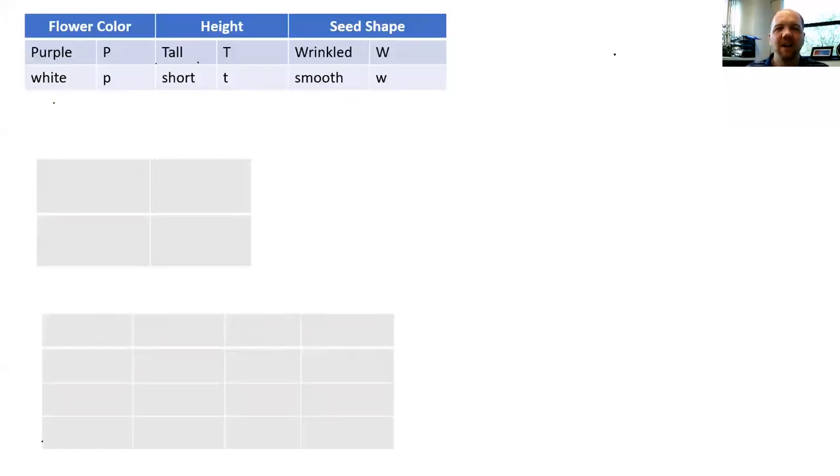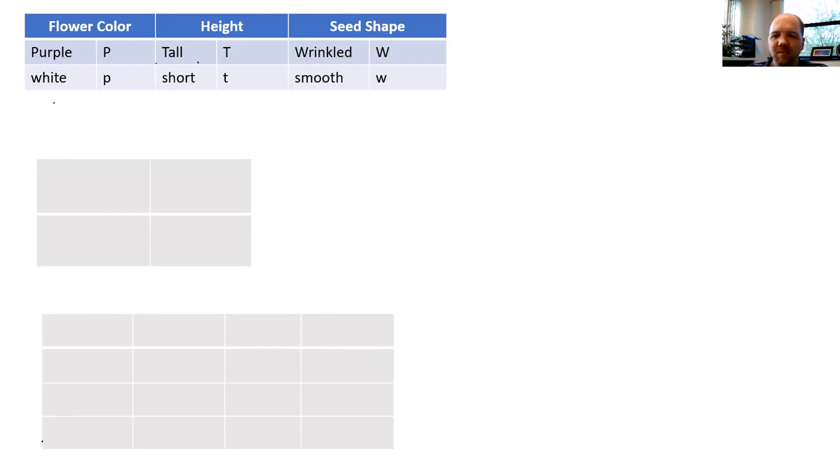Hi class, I promised you a video about how to do genetics using mathematics instead of Punnett squares, and so I'm going to show you how to do this. Try to make it as brief as I can. Hopefully it won't be too complicated. We'll see how things go.